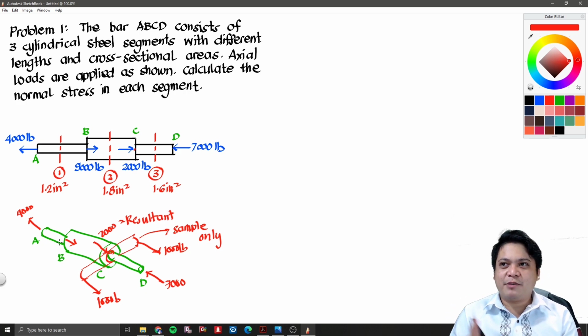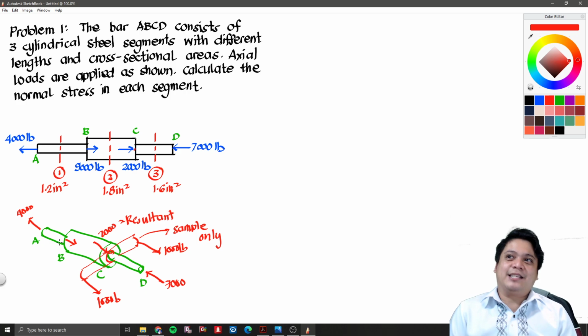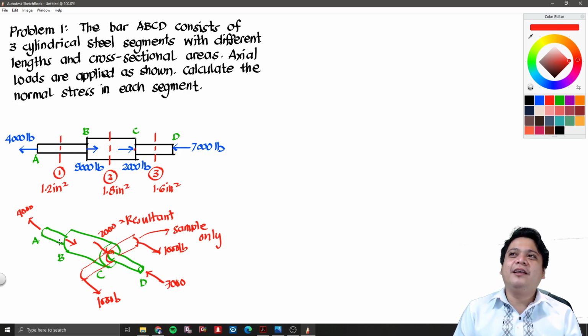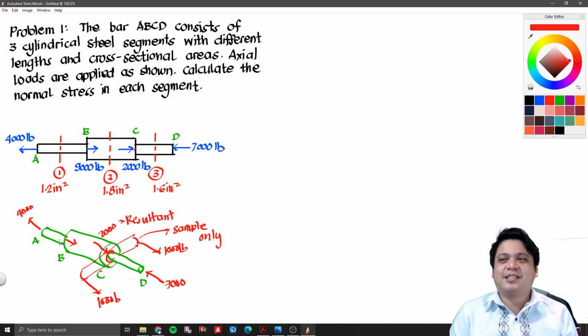Example, ayan, magkaiba siya ng cross-sectional area, yung A to B, B to C, and then C to D. Okay? So, kailangan malaman natin, iba-iba yung stress na nararamdaman ng kada segment. Kasi magkakaiba sila ng cross-sectional area. Okay? So, now, una, kailangan i-check nyo muna kung nasa equilibrium ba yung mga forces.